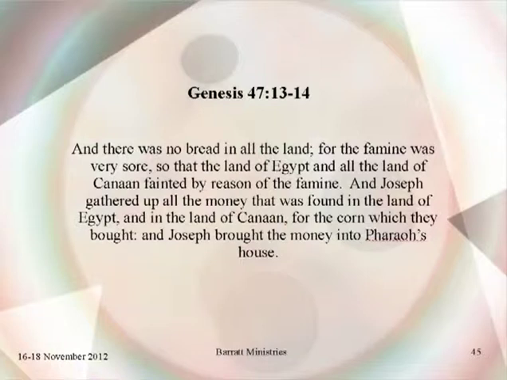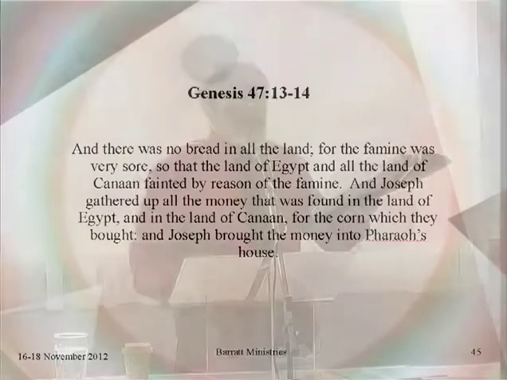And there was no bread in the land, for the famine was very sore. Verse 13. So that the land of Egypt and all the land of Canaan, where God's people were, okay, they hadn't conquered the land yet. The Canaanites owned it, but they were in the land of Canaan, fainted by reason of the famine. And Joseph gathered up all the money that was found in the land of Egypt and the land of Canaan for the corn which they had brought, and Joseph brought the money to Pharaoh. Notice he got the money from Egypt and Canaan.